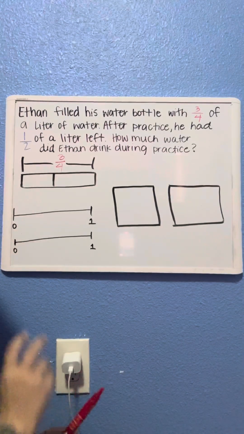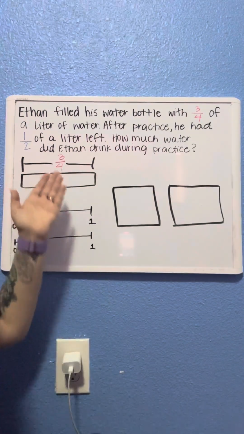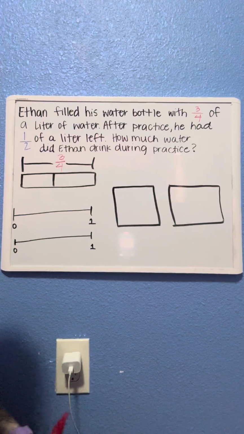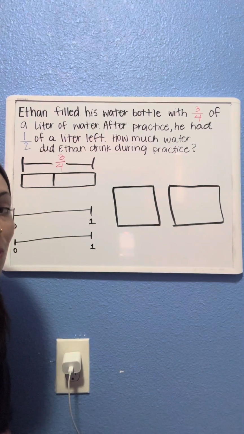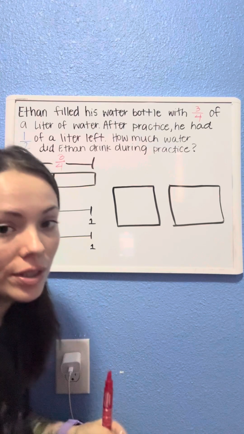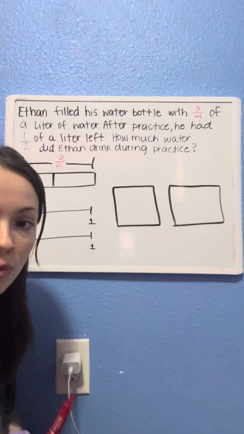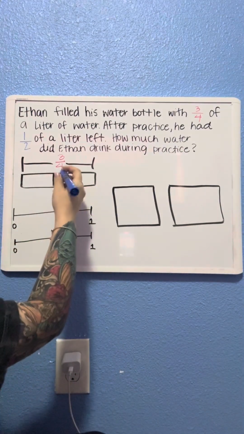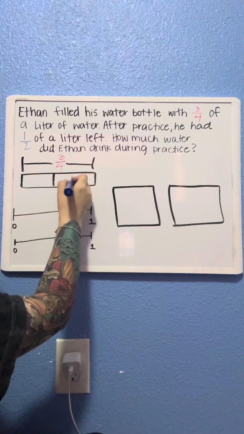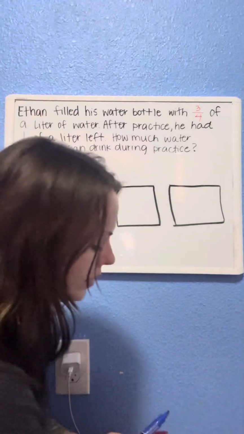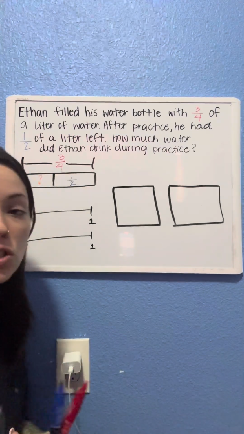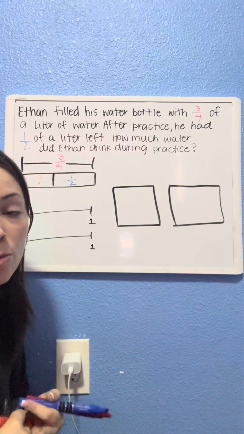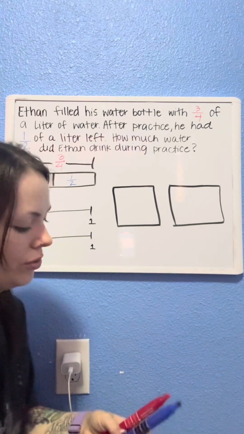So we know this is our whole, and then after practice he had 1/2 a liter left. So we know that is our result. So the thing we don't know is what changed, right? 1/2, and then I'll go ahead and do our question mark. Our change, we're trying to figure out our change. Our problem is a separating change unknown, okay?